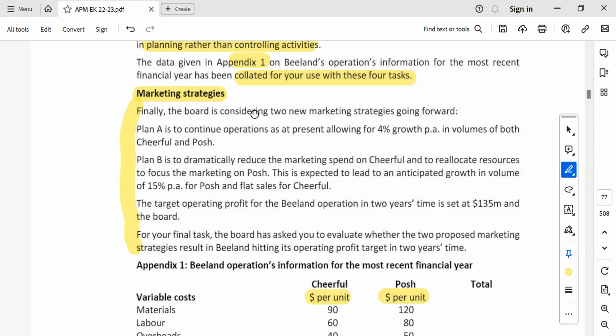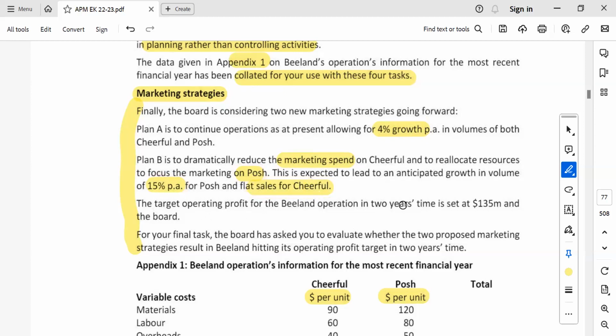Okay, it says finally the board is considering two new marketing strategies going forward. Plan A is to continue operations at present, allowing for a 4% growth in volumes per annum for both Cheerful and Bosch. Plan B is to dramatically reduce the marketing spend on Cheerful and to reallocate resources to focus on the marketing on Bosch. This is expected to lead to an anticipated growth in volume of 15% per annum for Bosch and flat sales for Cheerful.